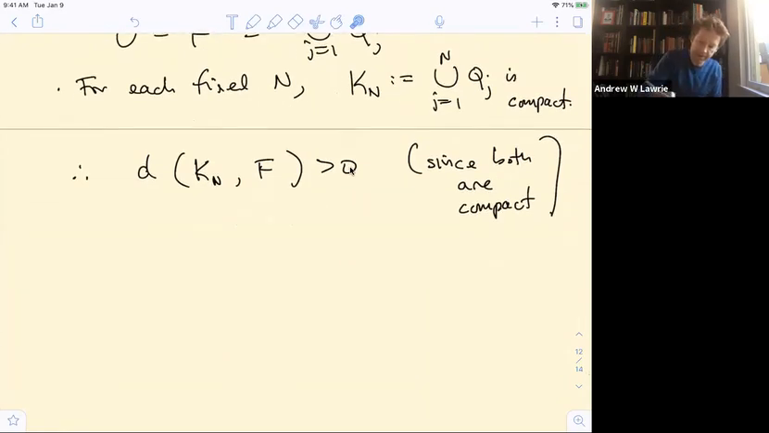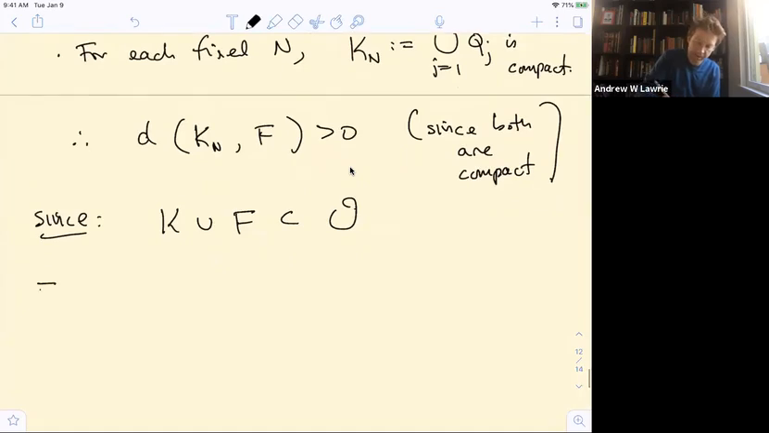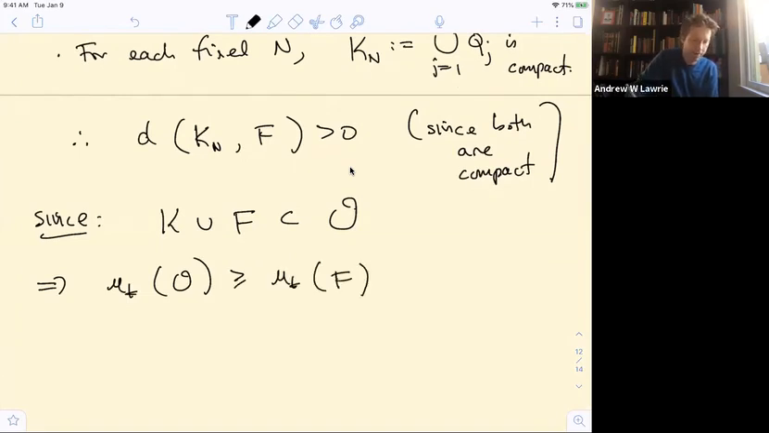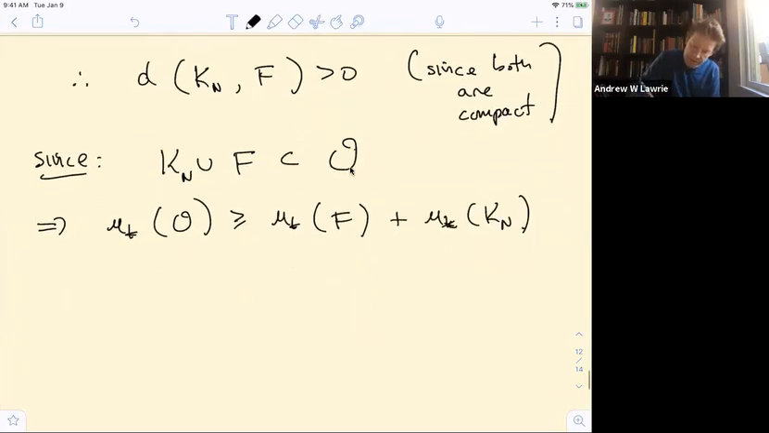So, let's take Kn, which is K union F, sits inside O. This means mu star of O is bigger than or equal to mu star of Kn, which is equal to mu star of F plus the sum from j equals 1 to n of mu star of Qj.